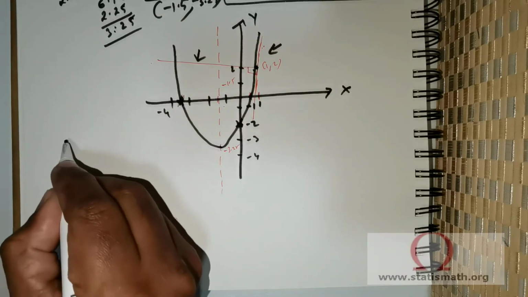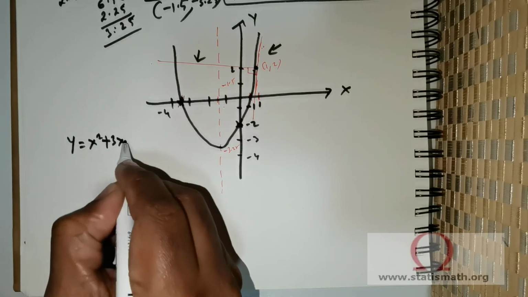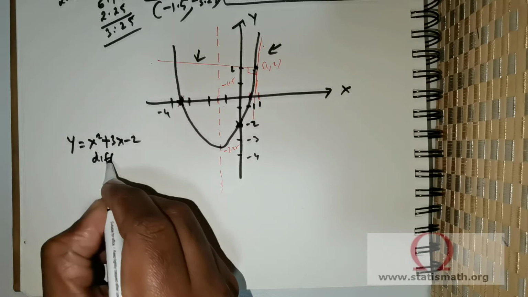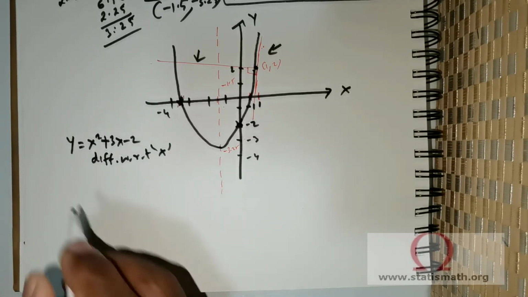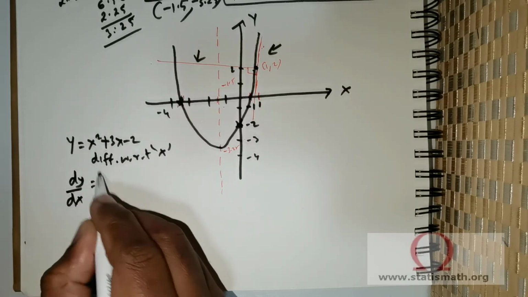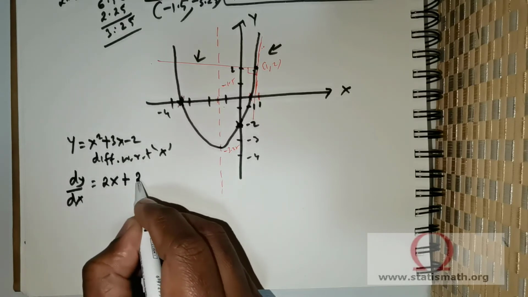Now, what are we given? We are given that y = x² + 3x − 2. Foremost, we have to differentiate this with respect to x. We have to find dy/dx. So dy/dx is going to be: differentiate x², you get 2x; differentiate 3x, you get 3.